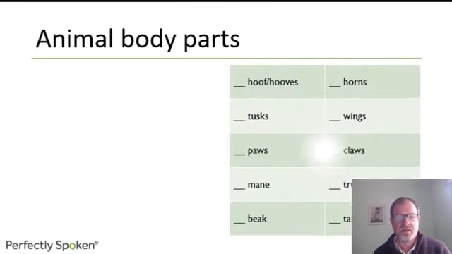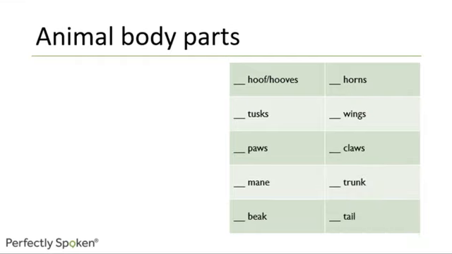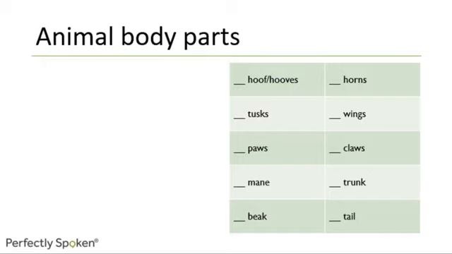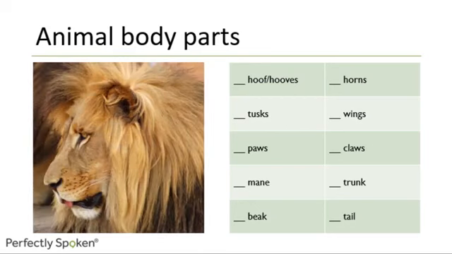So here are the words. I'm going to disappear for a moment and let you look at the bottom of them, okay? And you're going to see the picture appear and try to identify which animal body part is being shown. Okay, so here we go. First one. So you've got hoof or hooves, plural, horns, tusks, wings, paws, claws, mane, trunk, beak, and tail.